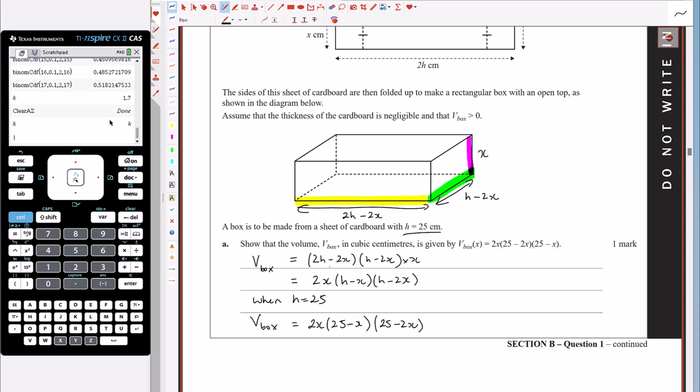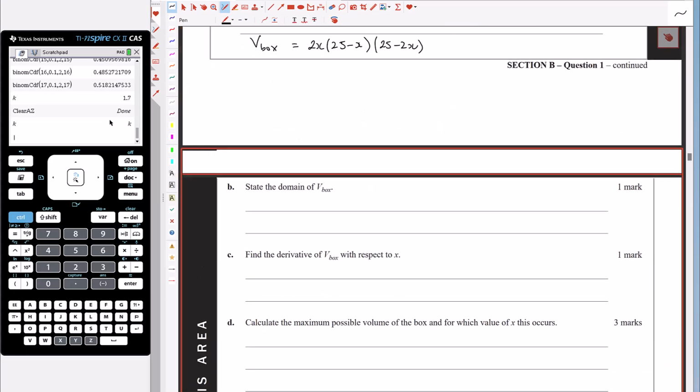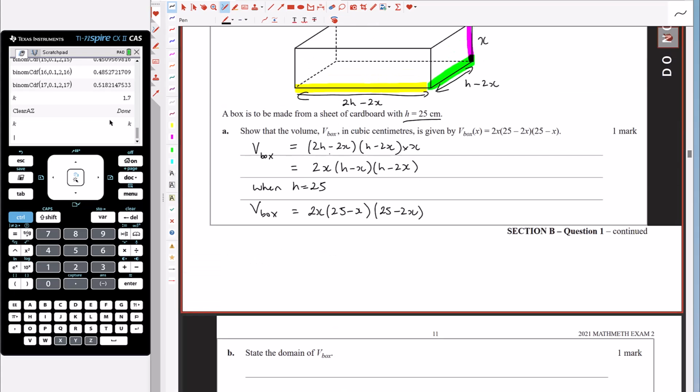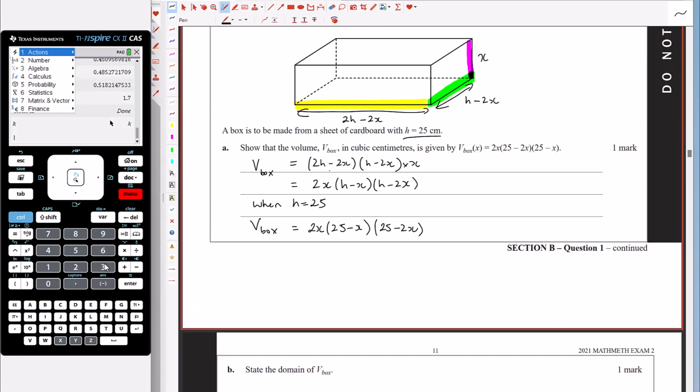Okay, so we've shown the volume of the box. Now, state the domain of V box. I'll define my volume function, not with the box bit, so it's going to be V of x. Volume in terms of x is 2x times (25 minus x) times (25 minus 2x).